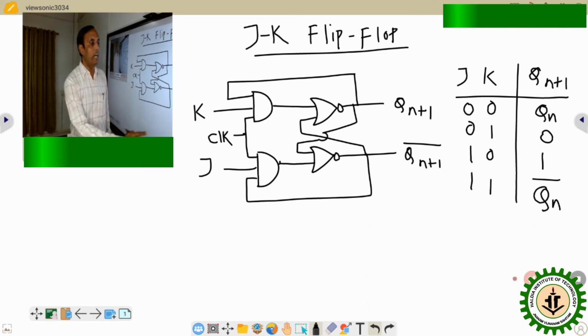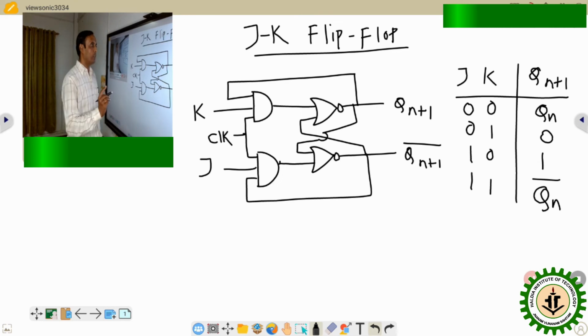That means for the case of 1, 1 it will provide the opposite output of current output. The next output will be the opposite of current output. If current output is 0, next output will be 1. If current output is 1, next output will be 0. So that is happening in this particular portion.